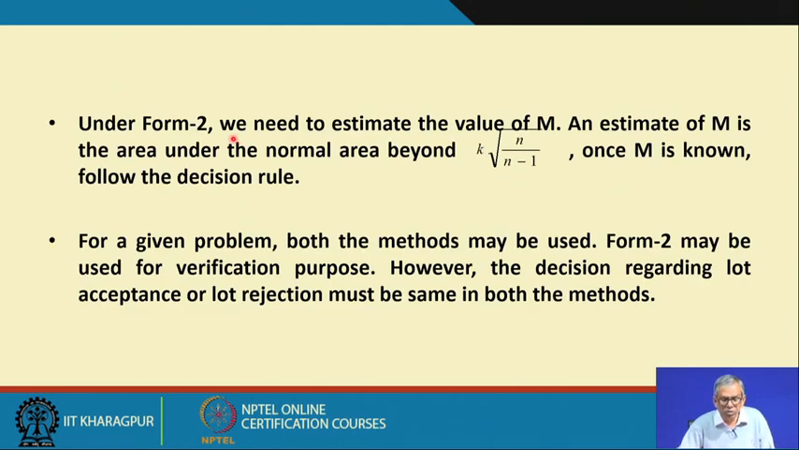So under form 2 we need to estimate the value of m. We know the expressions for k. Now if you opt for form 2, obviously you must have an estimate for the value of n. An estimate of m is the area under the normal curve beyond k into root over n upon n minus 1. So n is known, so obviously these expressions also will be known. Once m is known, follow the decision rule. Already we have given under form 2 what the decision rule is.